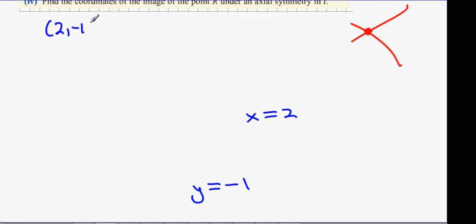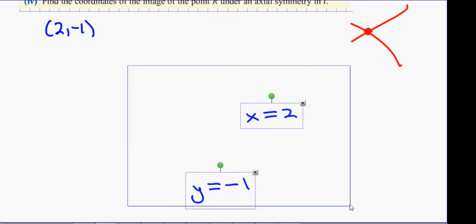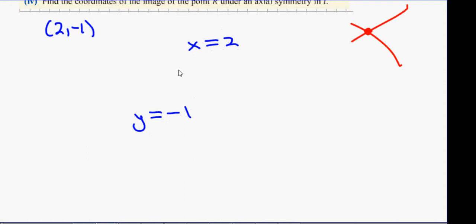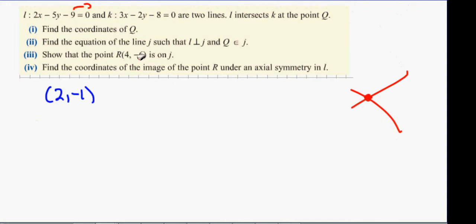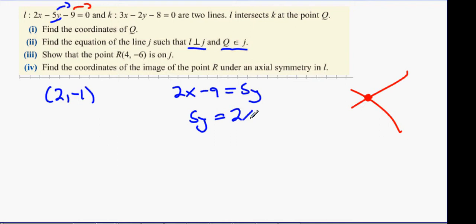Now that that's done, the next part asks for the equation of a line. Find the equation of the line J such that L is perpendicular to J. Q is a point that's on J. So here's what we do. We get line L and get y on its own. We move the 5y to one side and get 2x minus 9 equals 5y. Switch it around: 5y equals 2x minus 9, y equals 2 over 5 x minus 9 over 5. You always have to get y on its own to make this work.